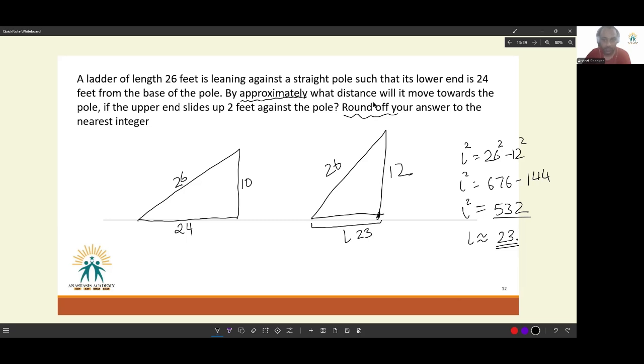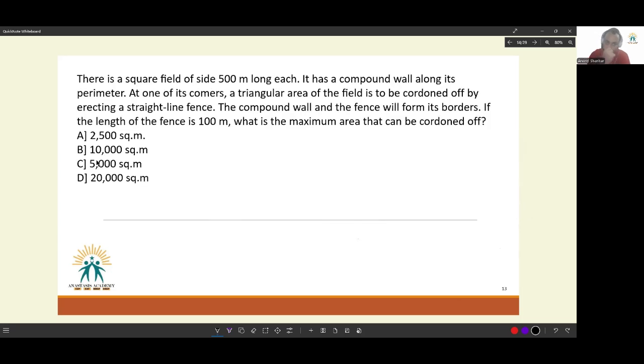Now the final question is, by approximately what distance will it move towards the pole? Previously it was 24 feet away, now it is 23 feet away. So it has moved towards the pole by 1 foot. Answer will be 1. Okay. Next, there is a square field of side 500 meters long each.